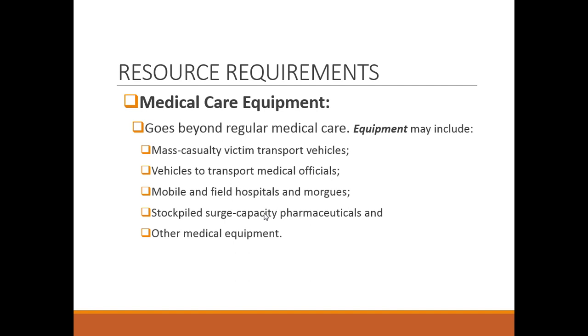There are times that the scale of the disaster and the scale of the emergency would be really large. Many times you will find in such circumstances they will require mass casualty victim transport vehicles to transport casualties to emergency care facilities. They will need vehicles to transport large numbers of medical officials, nurses, doctors. Mobile and field hospitals and morgues may be required when the scale of the emergency is even larger, that it's not feasible to transport casualties to the hospital. Now they have to take everything out into the field. Large amounts of pharmaceuticals would need to be stockpiled and transported, as well as other types of medical equipment.